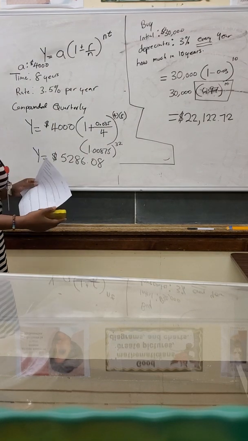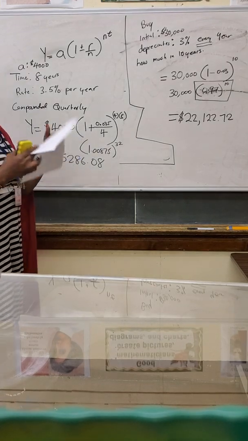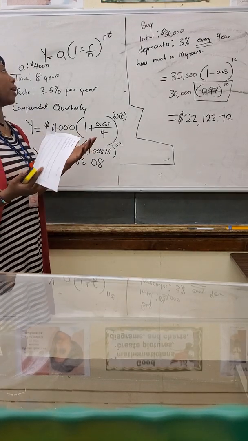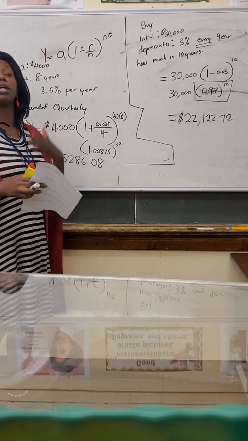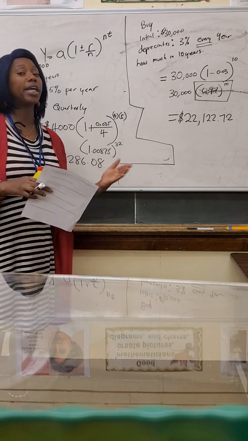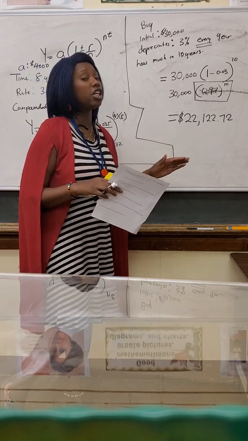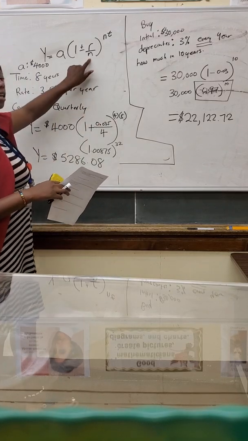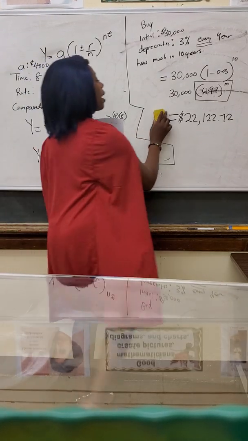If they say compounded twice a year or compounded quarterly or compounded monthly or compounded weekly, or compounded daily, these are all different numbers for your n. They all mean different things for your n. So I'm going to do one that's compounded monthly.